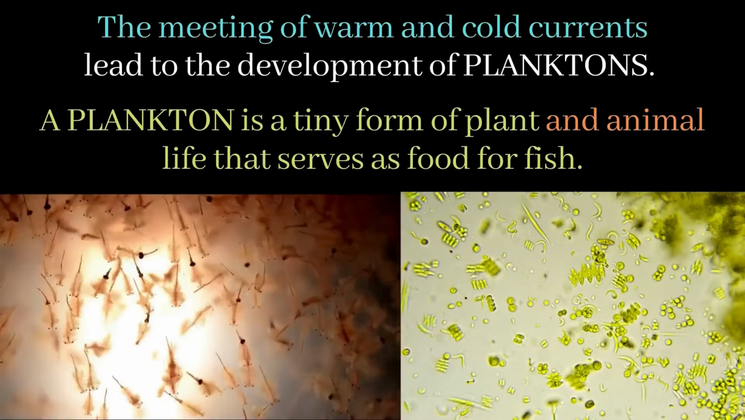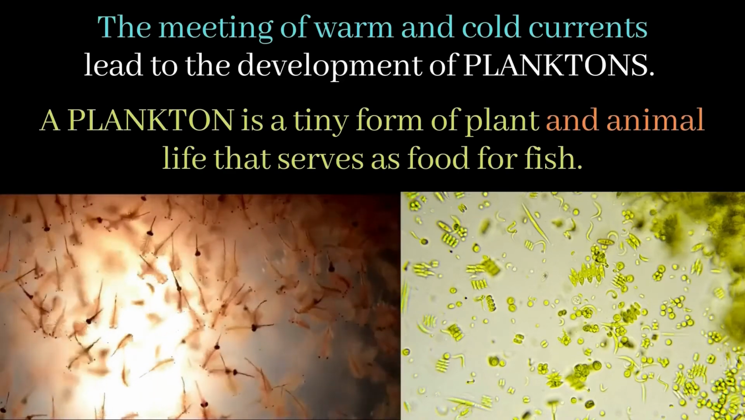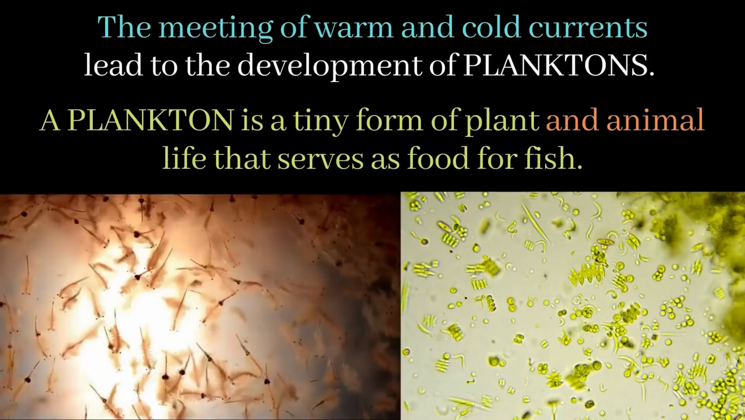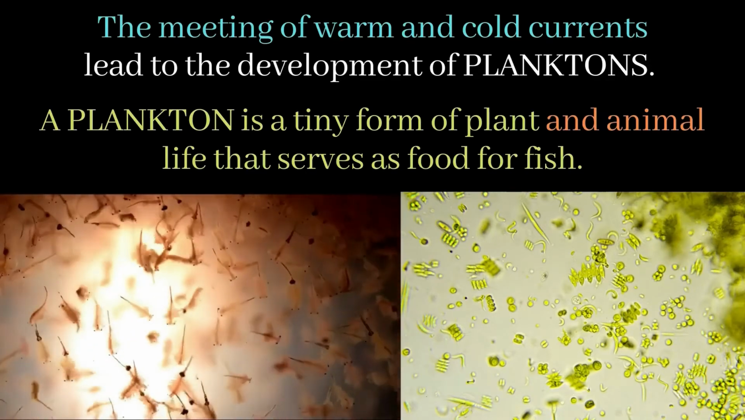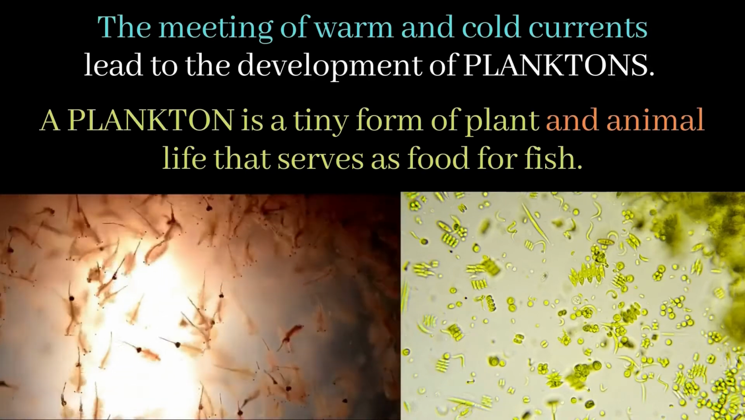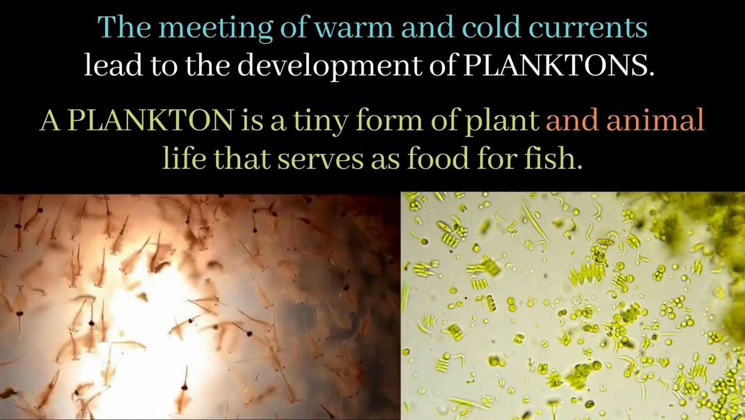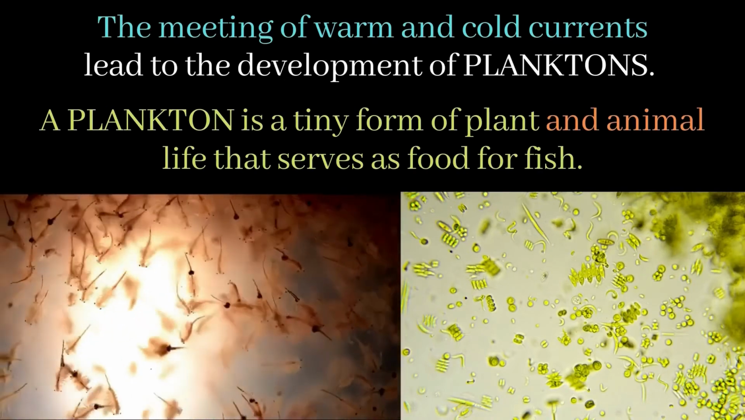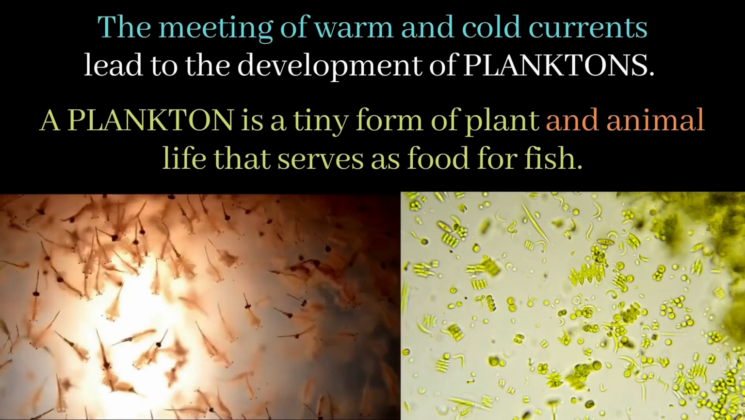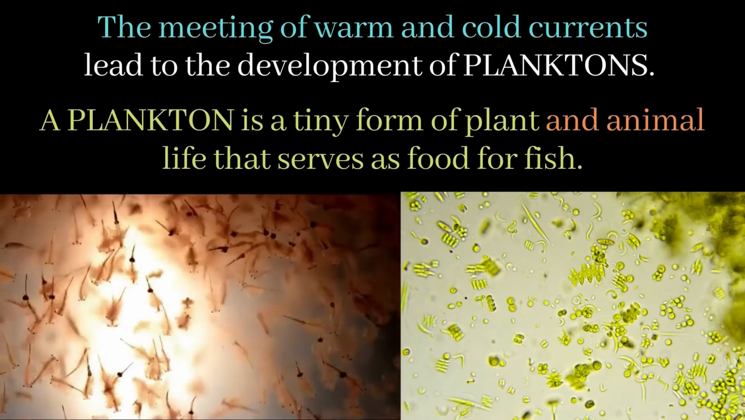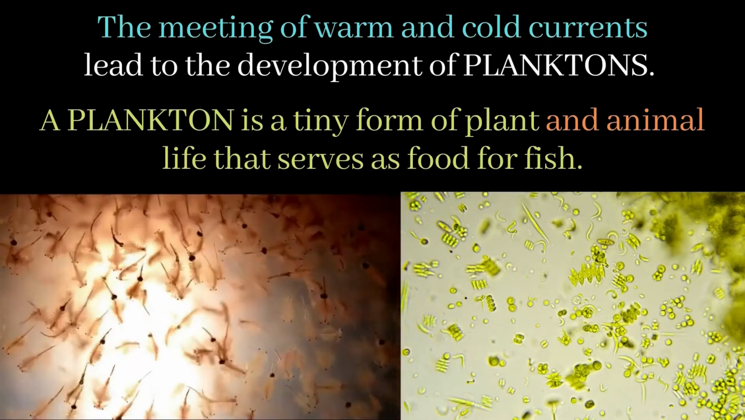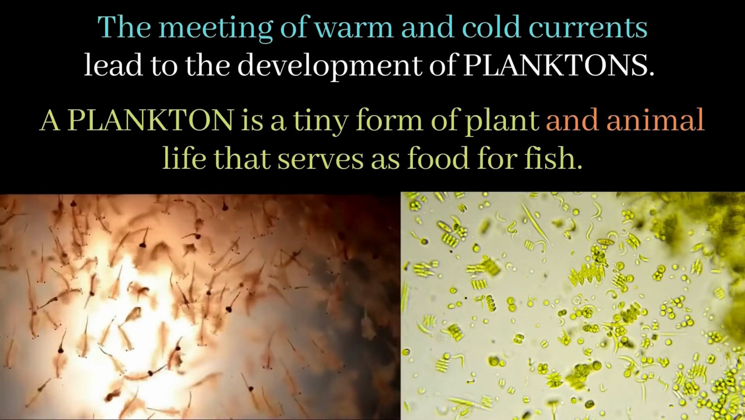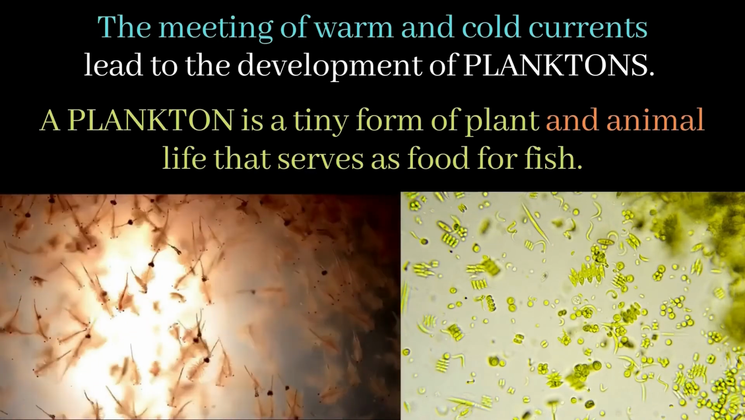That's right. Do you remember we learnt that the areas in the ocean where the warm and cold currents meet are the best fishing grounds in the world? And that is because the meeting of warm and cold ocean currents leads to the development of planktons. A plankton is a tiny form of plant and animal life that serves as food for the fish. You can see that in this video.